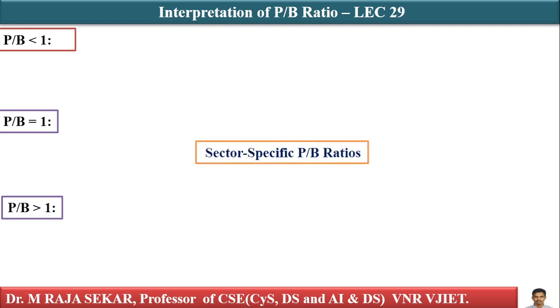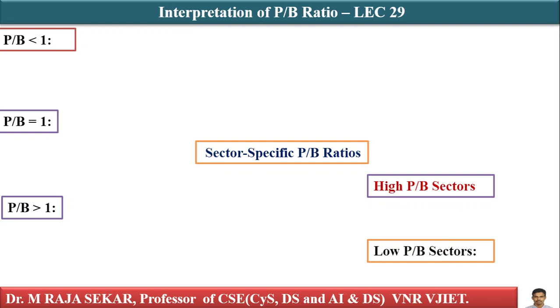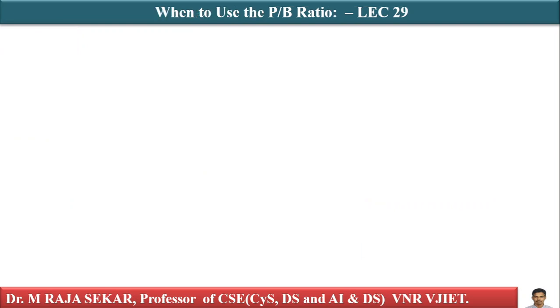There are sector specific P by B ratios. High P by B sectors: technology related sectors and pharma related sectors are part of high P by B sectors. Low P by B sectors: banks and utilities come under low P by B sectors.